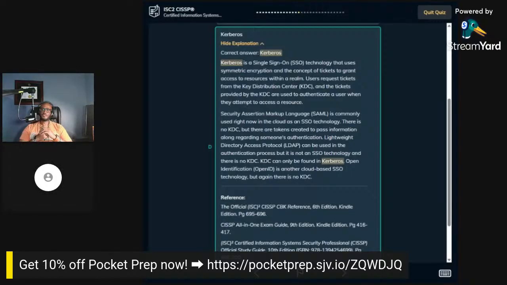Kerberos is a single sign-on technology that uses symmetric encryption and a concept of tickets to grant access to resources within a realm. Users request tickets from the KDC, and the tickets provided by the KDC are used to authenticate a user when they attempt to access a resource.